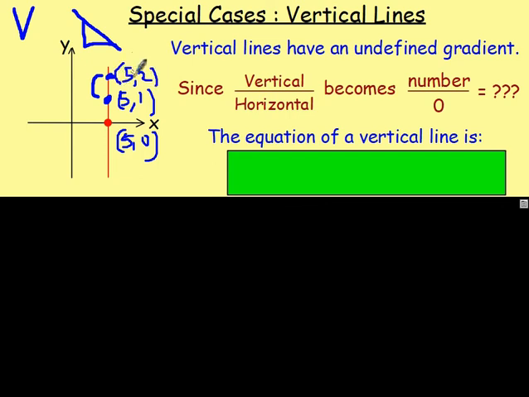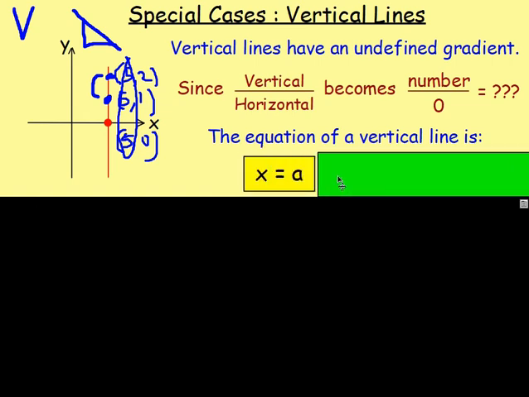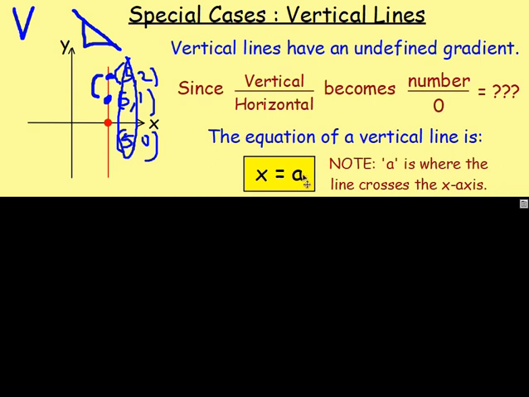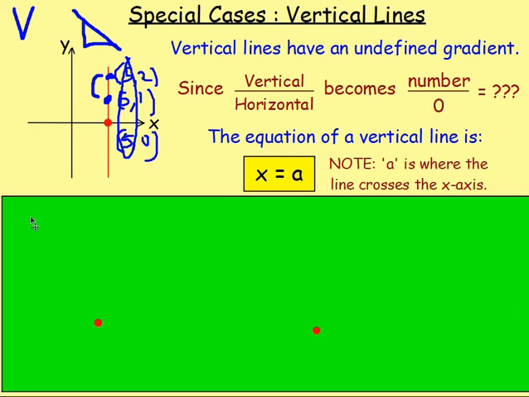You notice about every single one of these points on our vertical line, we're always going along 5, and then we go up 1, then up 2, then up 3, then 4, or we come down to negative 1, negative 2, but it's always going to be 5, negative 1, or 5, negative 2, or 5, negative 3. Really, the 5 will always stay the same. And because this x value always stays the same, the equation is just x equals some number. And that number, which I'm representing by A, is just where the line crosses your x-axis.